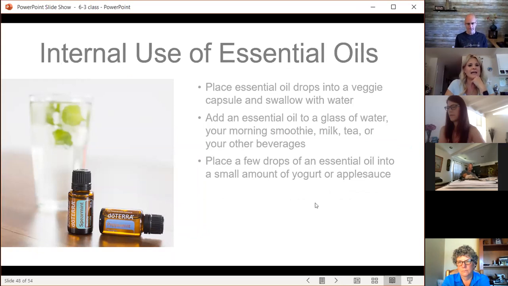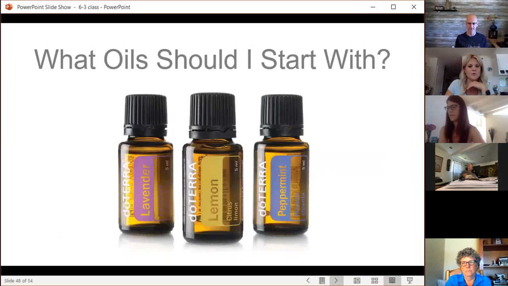Another great one is I do turmeric teas. I like to add my ginger to a turmeric tea. Smoothies, beverages, and for kids, a little bit of lime on some yogurt. Super yummy.